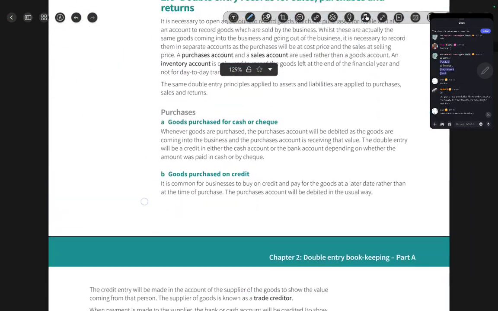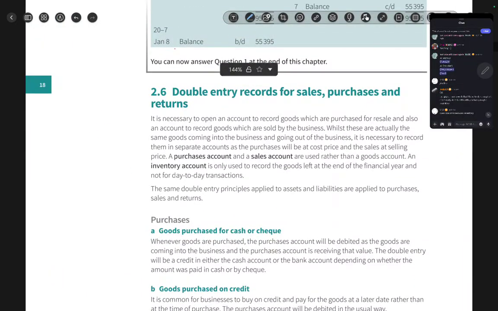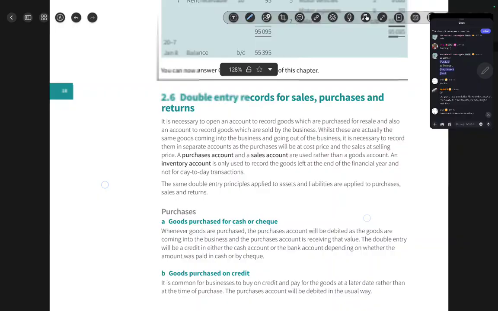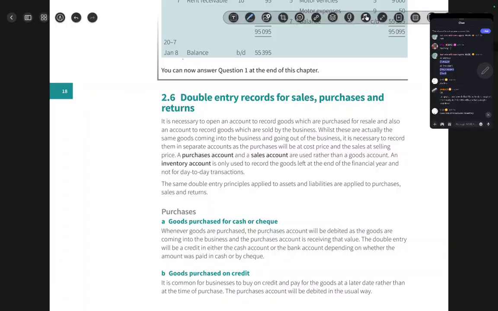Okay, double entry for sales, purchases, and returns. So like sales returns and purchase returns both. You see there's double entry for literally everything, because double entry is important. If you don't do double entry, at the end of the year you might be like, yo, where did all my money go? Because you didn't have proper records.